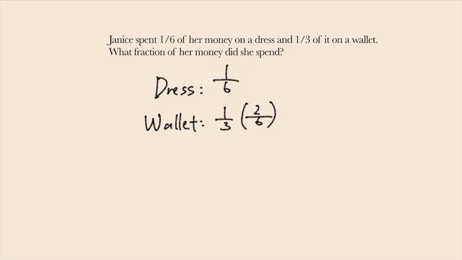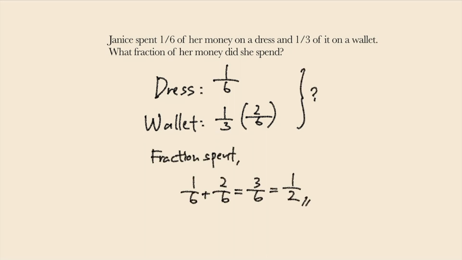So the spending on 2 items here, dress and wallet. What's the total fraction there? That's 1/6 plus 2/6. That gives us 3/6. Simplified is 1/2.